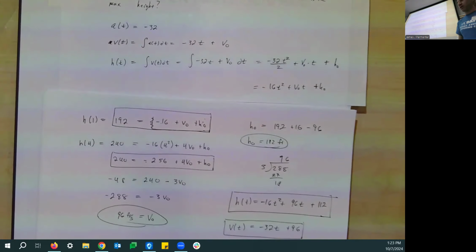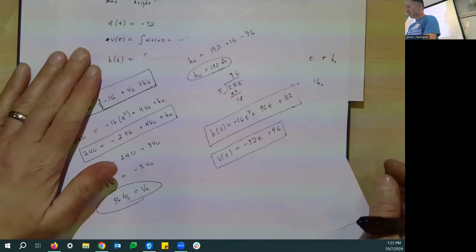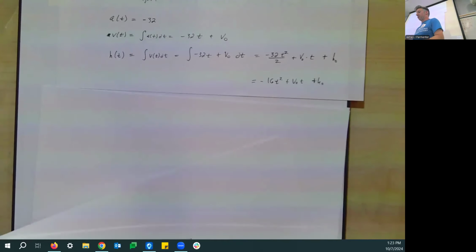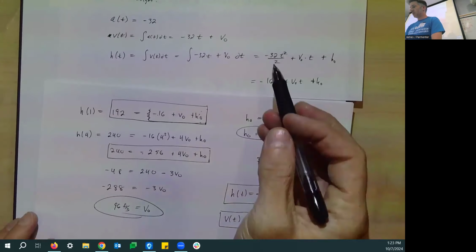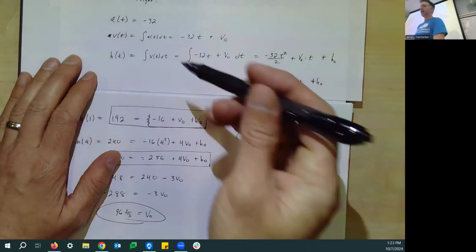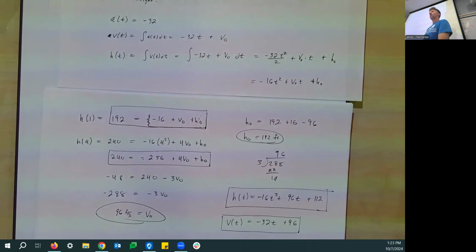So back to the outstanding question. Oops, sorry. The outstanding question is, what is the maximum height? So to find the maximum of a function, we take its derivative and set it equal to 0. We find the critical value. We plug it back into the function to find the output.